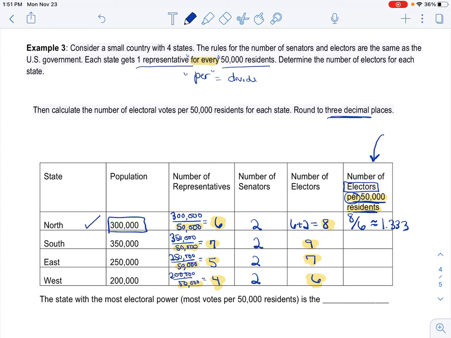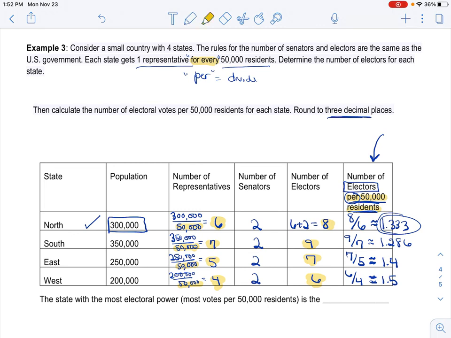So if we go to the South state, I'm going to take my number of electors and divide it by 7. 9 divided by 7 is about 1.286. Okay, so what I'm seeing here is that it is worth more here so far than it is in the South state because it's larger. Okay, we're going to keep going and then hopefully at the end it will make more sense. So here I'm going to do 7 divided by 5 and I end up getting 1.4. And here I do 6 divided by 4 and this is exactly 1.5.